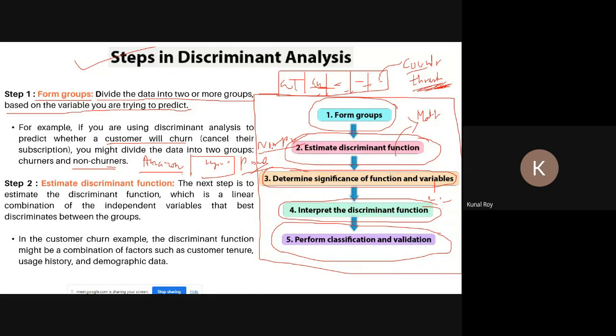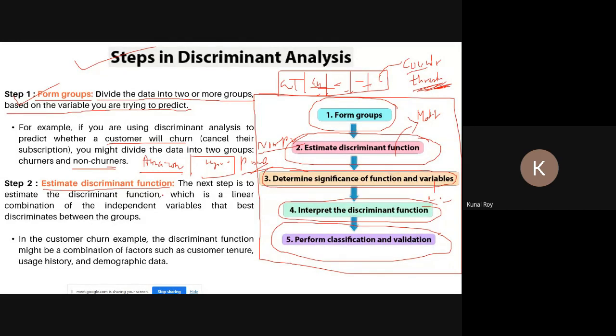So how is this discrimination possible? This discrimination between the prime and non-prime members can be an approach for discriminant analysis. So this is the first step, that is forming the groups. Next is to estimate the discriminant function. Now what is a discriminant function? We will explain in the next slide.